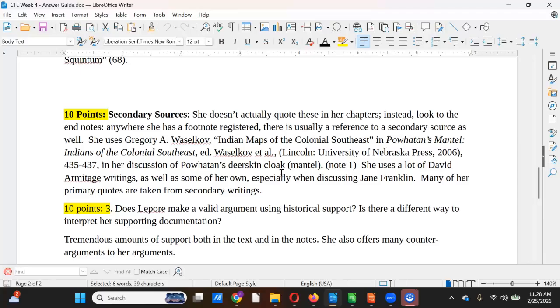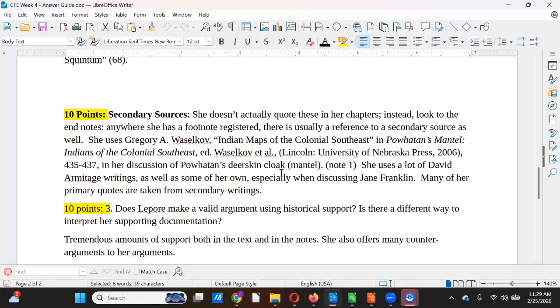She uses lots of David Armitage, and many of you pointed out that she used a lot of Atlantic history in her historiography. Yes, she does. David Armitage is one of the preeminent Atlantic historians. And she refers to herself a lot, especially when she's talking about Jane Franklin, because she wrote a book about Jane Franklin. Many of her primary quotes are also taken from a lot of secondary writings as well. And you'll see that in the notes as well. But you needed to give me some specifics there. Specifically, and again, you'll have to look at the notes to do that quite often.